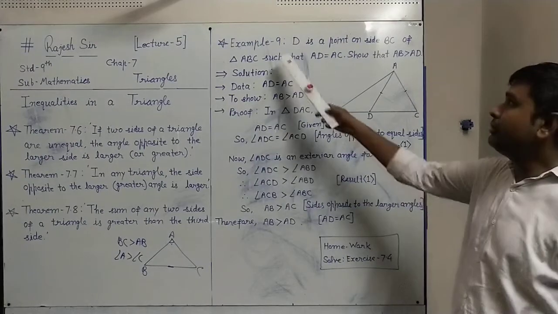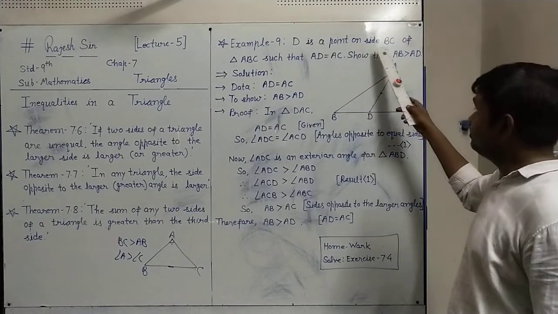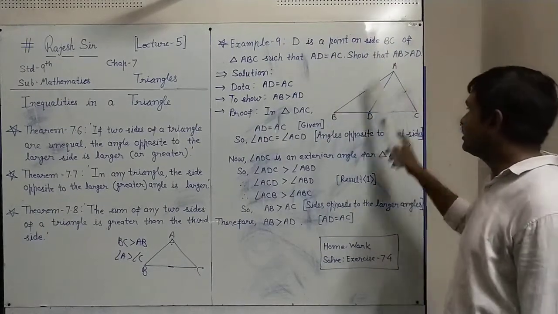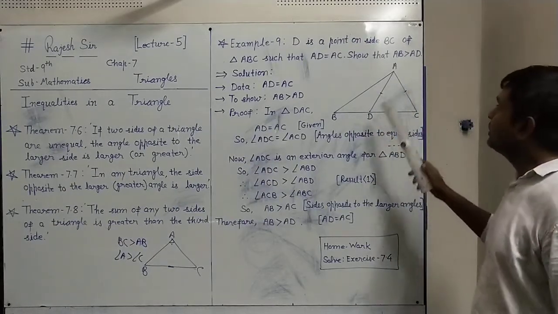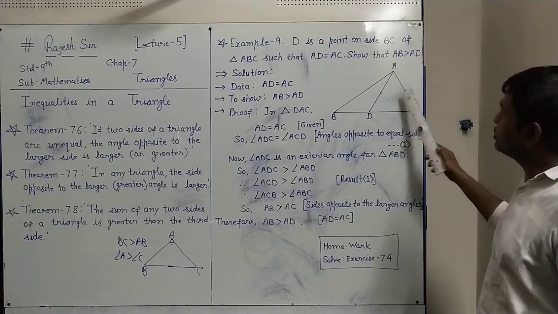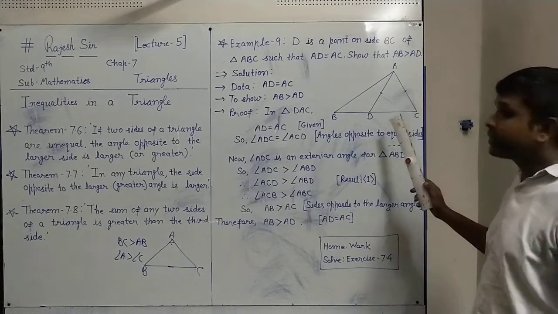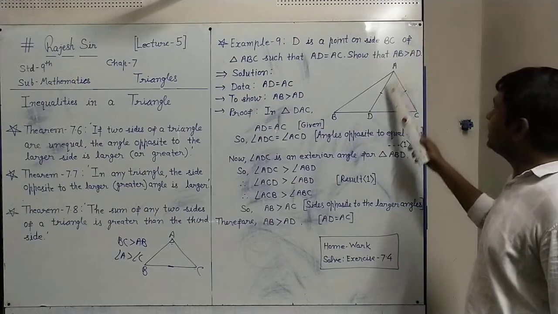So next is example 9, that we will see now. D is a point on side BC of triangle ABC, like in the figure given. D is a point on BC in triangle ABC in such a way that AD equals AC. We have shown with this sign that AD equals AC is given. We have to show that AB is greater than AD.